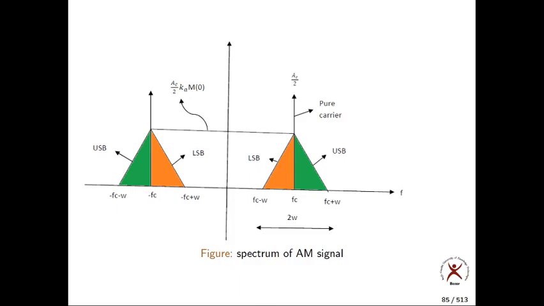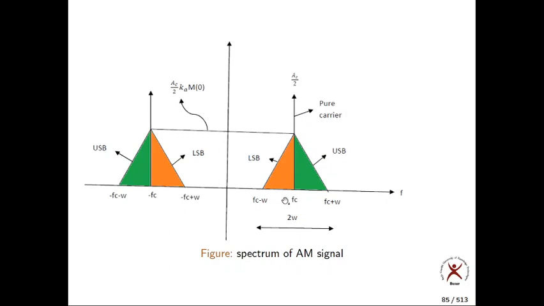In the last class, we studied the spectrum of amplitude modulation. The three important components of the spectrum are the upper sideband, USB, the lower sideband, LSB, and a carrier component at FC. The upper sideband is from FC to FC plus W. The lower sideband is from FC minus W to FC. And we have a carrier component at FC.